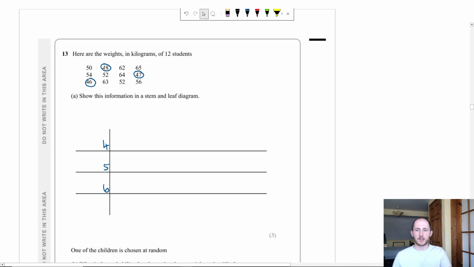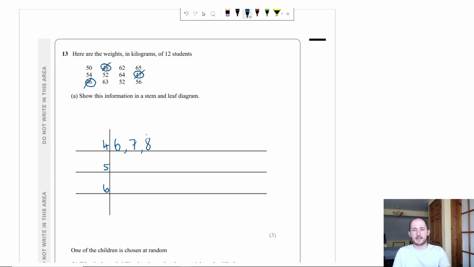So we're going to start with the smallest 40s number, which is 46. Now I don't write 46 because I've already got the 4 here. Instead, all I do is write the 6, and then I'm going to cross that off because I've done it. Then I keep going, 7 and 8, and that represents 46, 47 and 48 respectively.